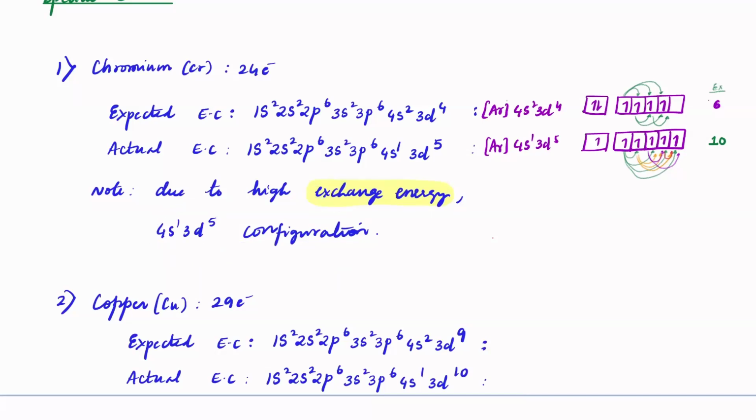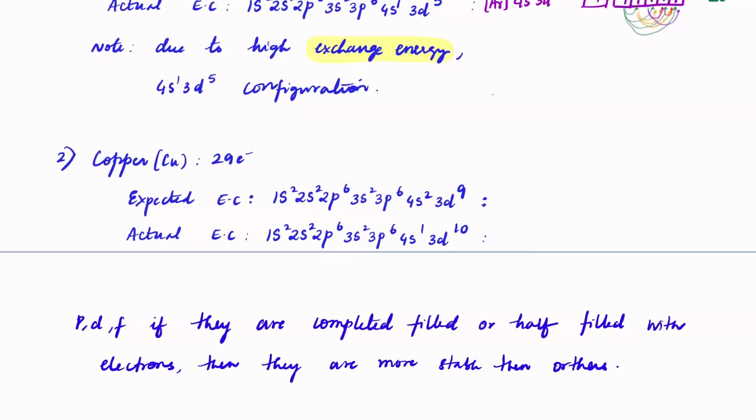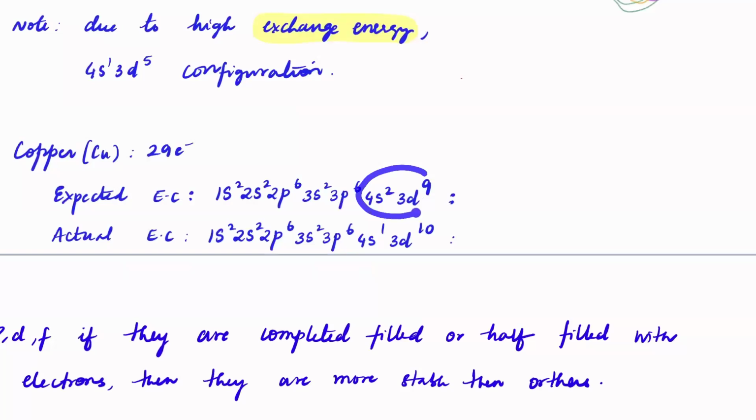Okay. The similar thing runs in the case of copper also. Copper's expected configuration is 4s2 and 3d9. So when it comes to 4s2 here, we have 2 electrons. 3d9 here, 1, 2, 3, 4, 5, 1, 2, 3, 4, 5, 6, 7, 8, 9.